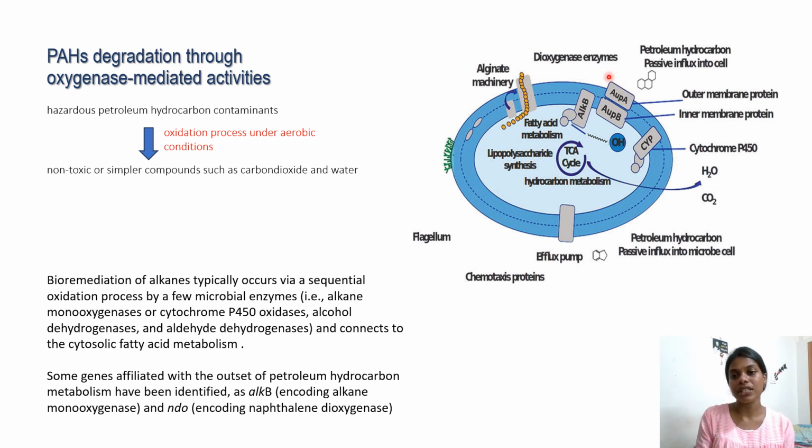The two enzymes, dioxygenase and cytochrome P450, are two classes of enzymes that have a critical role in bioremediation, a process that utilizes biological organisms to degrade pollutants. They convert hazardous petroleum hydrocarbon contaminants to non-toxic, simpler components such as carbon dioxide and water through an oxidation process under aerobic condition. So it occurs via a sequential oxidation process.